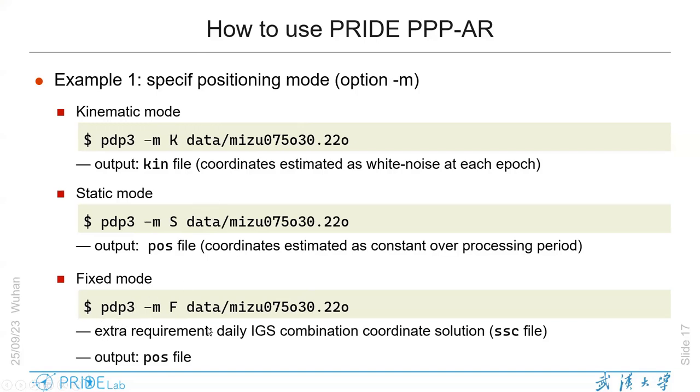Moreover, I need to remind you, in the fixed mode, the program will download the daily combination coordinate solution from the server as a reference, namely the SSC file. But if your station is not an IGS station, you may need to set the initial coordinates manually in a bit more complicated way, and you can refer to our manual to find this process.